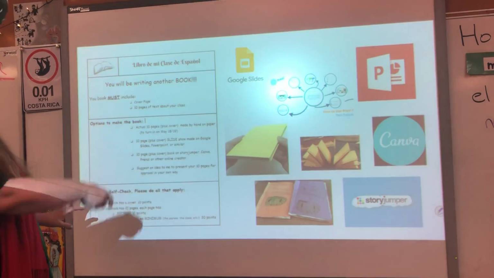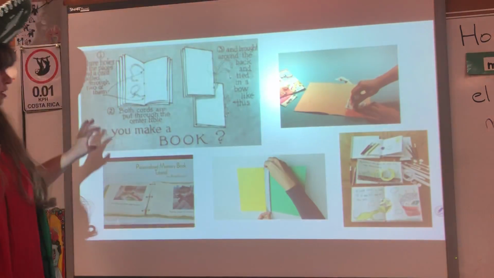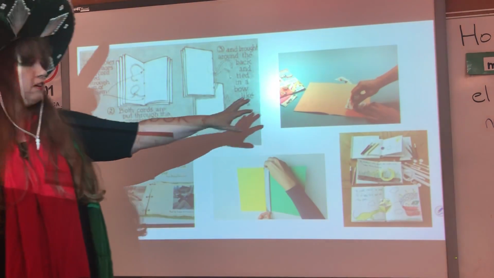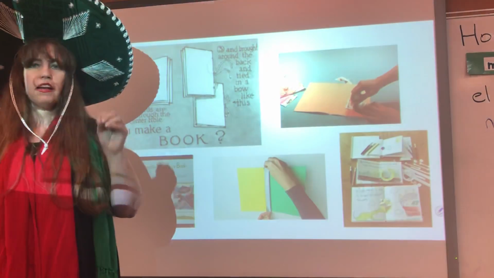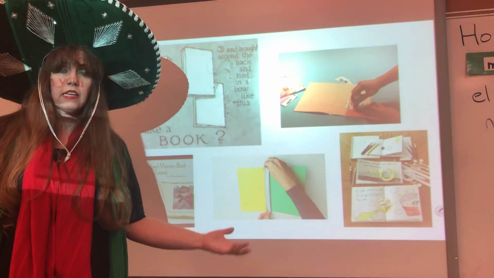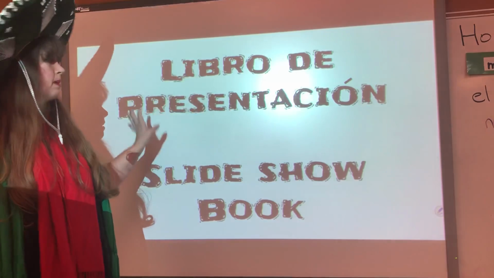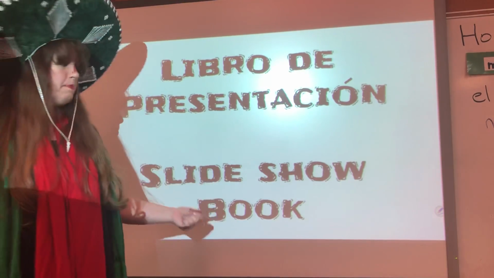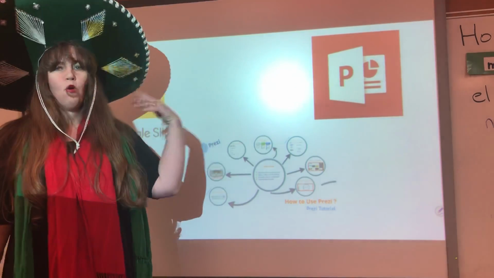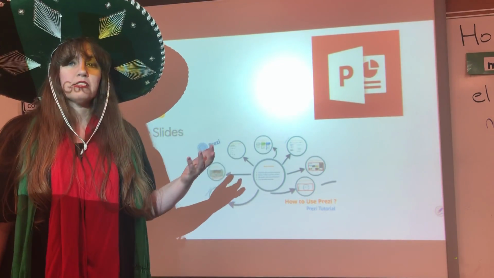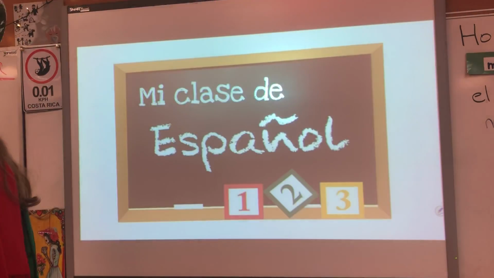So, let me talk a little bit more about some of these options. Libro de papel, paper book. Un libro de papel. You can put it together. You can use newspaper. It can be any size. However you want to make a book about our class. Okay? Now, if you choose to do a libro de presentación, you can use Google Slides, PowerPoint, Prezi, whatever other program you might find to do a presentational style book. Book, 10 pages, 3 sentences each page.